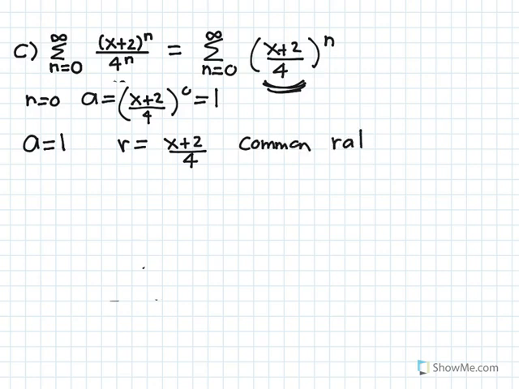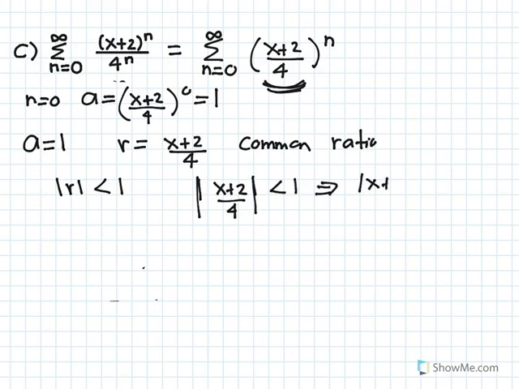Now, for this geometric series to converge, we need to have absolute value of r less than 1. That means absolute value of (x plus 2) divided by 4 must be less than 1. If we solve this, we get absolute value of x plus 2 should be less than 4. Now remove the absolute value, we get x plus 2 is less than 4, larger than negative 4. Subtract 2 from everything, so we get x is less than 4 minus 2 is 2, larger than minus 4 minus 2 is minus 6.